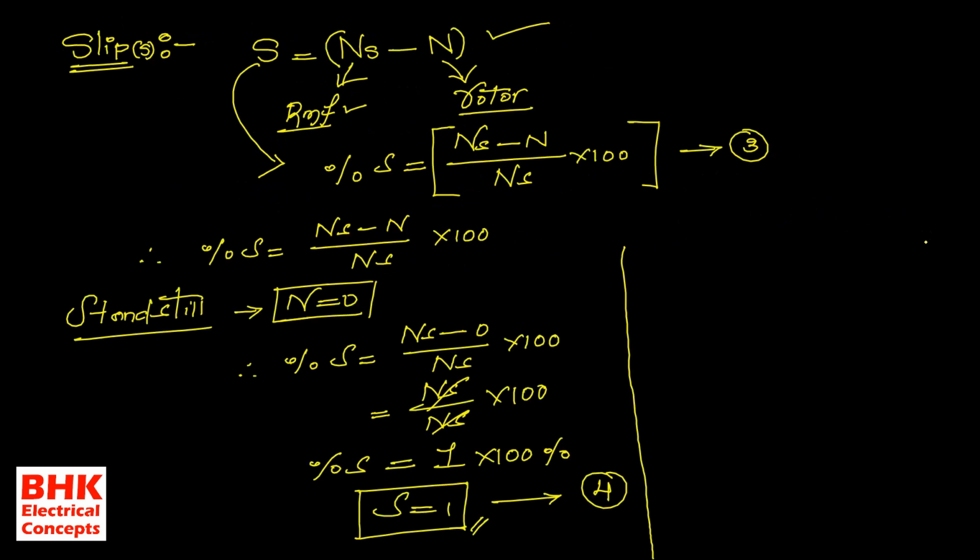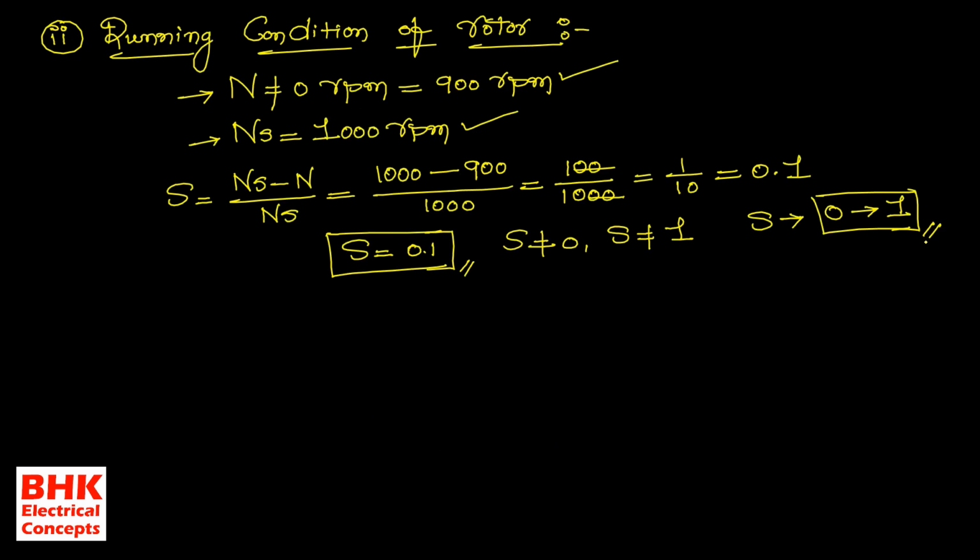Under standstill condition of the rotor, the value of s is equal to 1, but under the running condition of the rotor, s is not equal to 0 and s is not equal to 1, so that you are getting the value of slip s equal to 0.1. So this is the concept of slip under standstill condition and running condition of a rotor. Clear? Now coming to the third concept, that is rotor frequency.